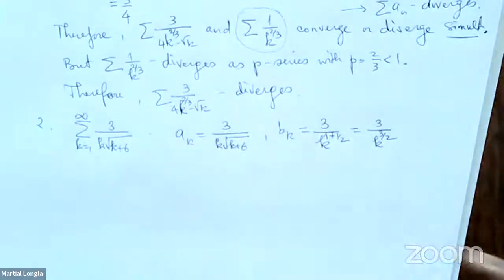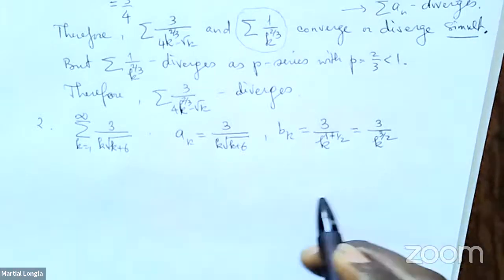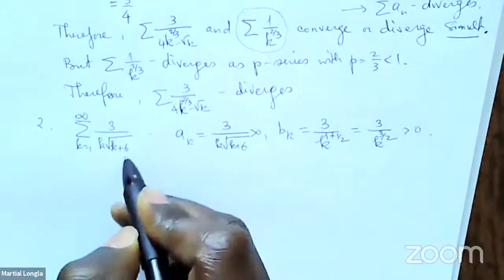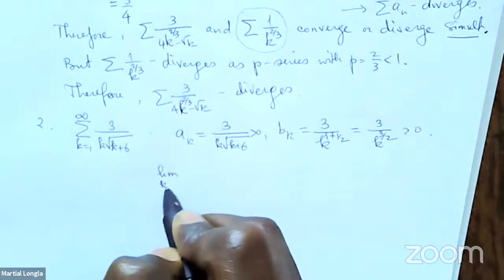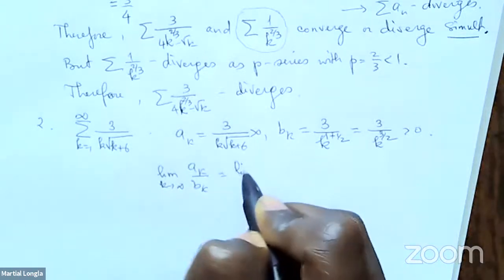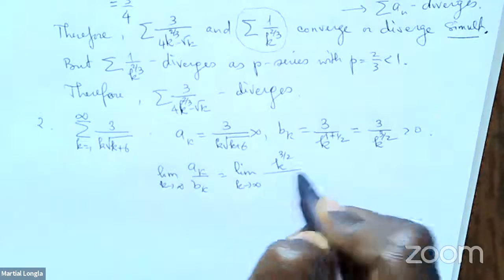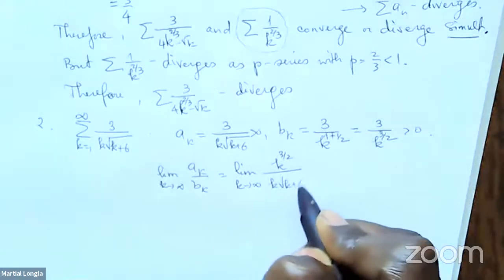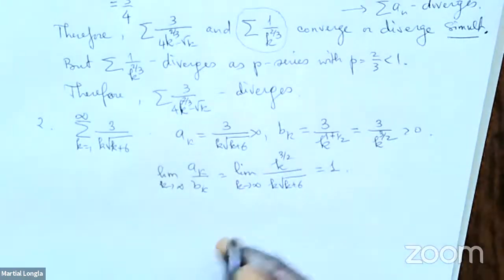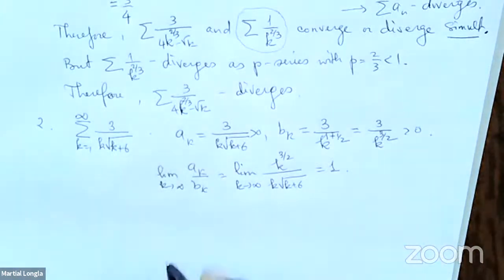You can actually leave the 3 out. It doesn't matter. It only changes the limit you get in the end. These are positive, which is fine. And so the limit as k goes to infinity of a_k over b_k equals the limit as k goes to infinity of k^(3/2) over k square root of k plus 6. And this is 1 because k^(3/2) and k^(3/2) cancel. Therefore, both series converge or diverge simultaneously.